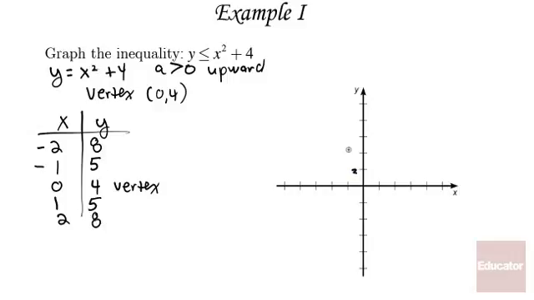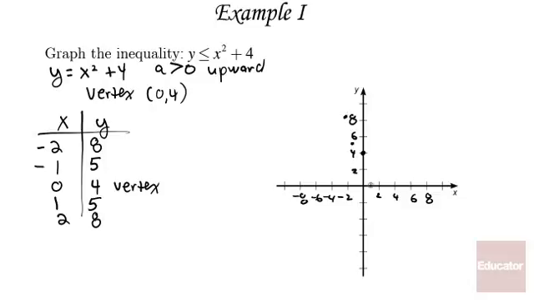Okay, so 2, 4, 6, 8. Let's start graphing, starting with the vertex at 0, 4. And I know this opens upward. And then when x is negative 1, y is 5. When x is negative 2, y is 8.